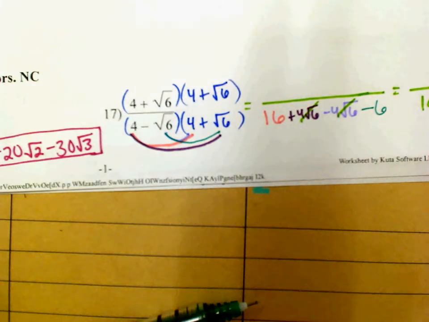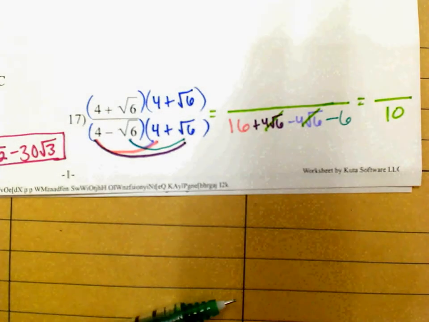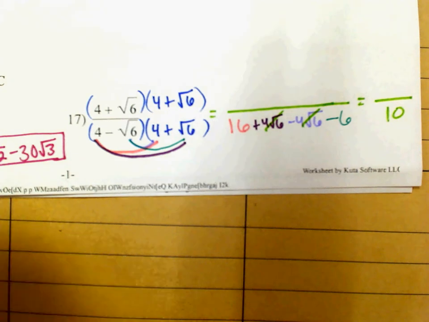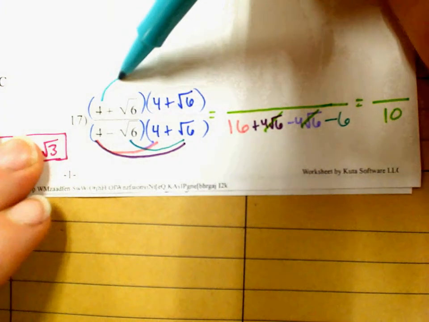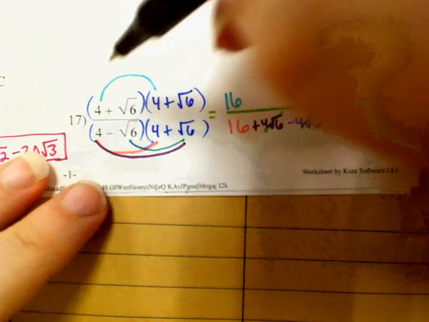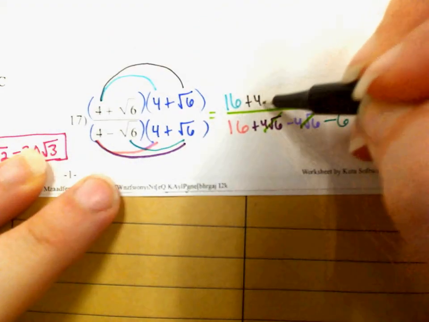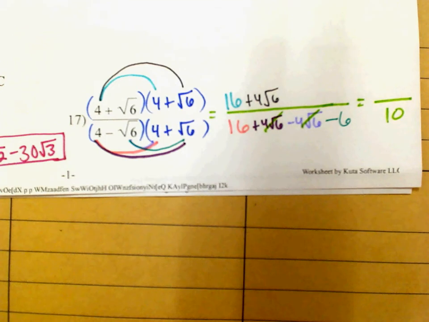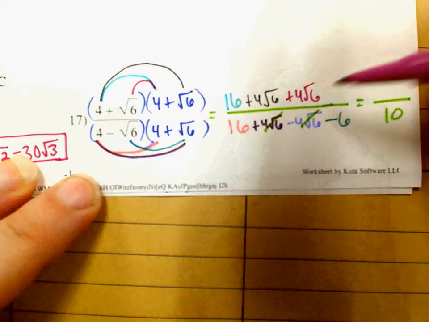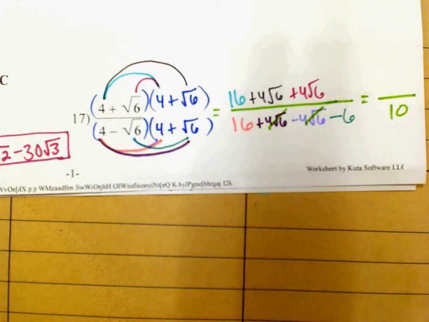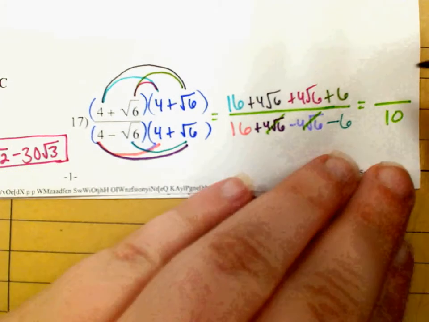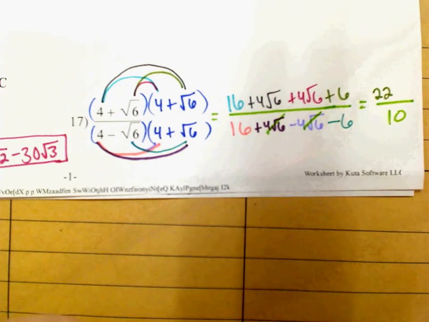In the numerator, I've got 4 times 4, which is 16, very similar to the one below it. 4 times the square root of 6 is 4 square roots of 6. Square root of 6 times 4 is 4 square roots of 6. And the square root of 6 times the square root of 6 is just positive 6. So I've got 16 plus 6, which is 22. And I've got 4 square roots of 6 plus 4 square roots of 6, that is 8 square roots of 6.